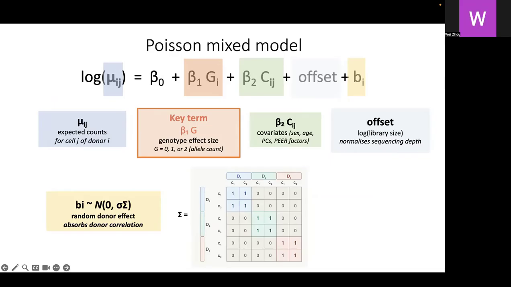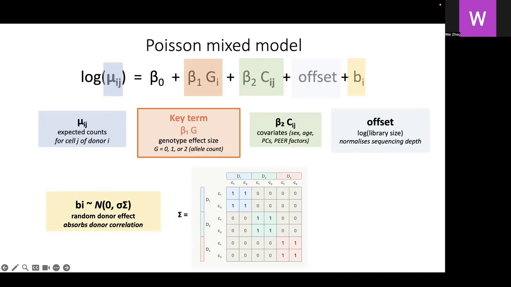Here is the Poisson mixed model. It solves the issue by adding a donor-specific random effect, b sub i, to the linear predictor, which is highlighted in the yellow box here. This term is unique to each donor and accounts for the shared variation among their cells.